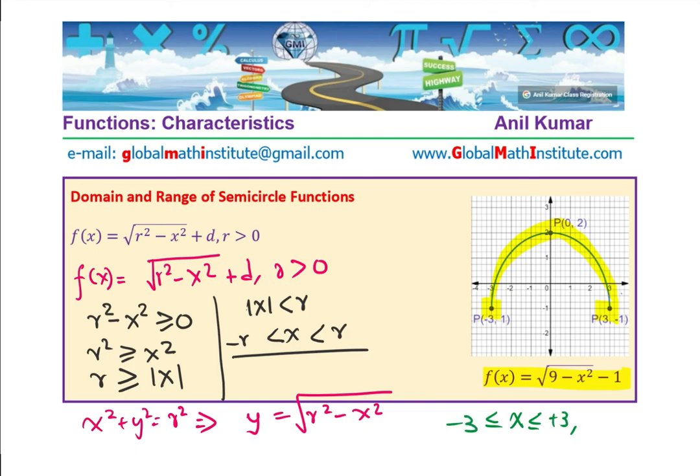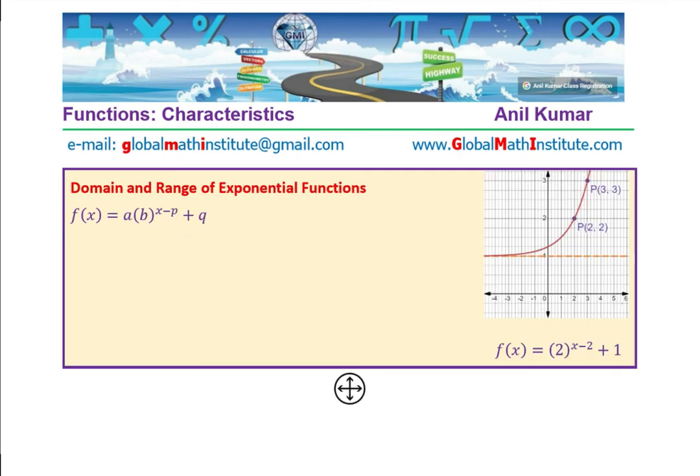And the y values are between minus 1 and 2, right? So the y values are from minus 1 to 2, correct? As you can see, work it out. So I'd like you to work on this particular example. And now let's move on to exponential functions.